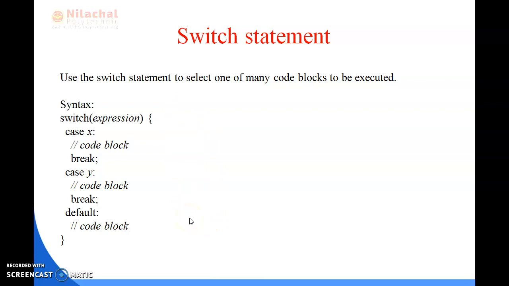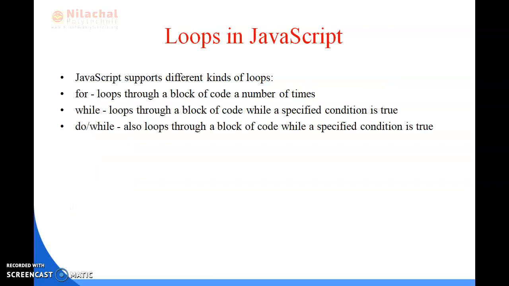So there are 4 conditional statements we are using in JavaScript: if, else, and switch. Next, let's go for the loops. What are the loops in JavaScript?